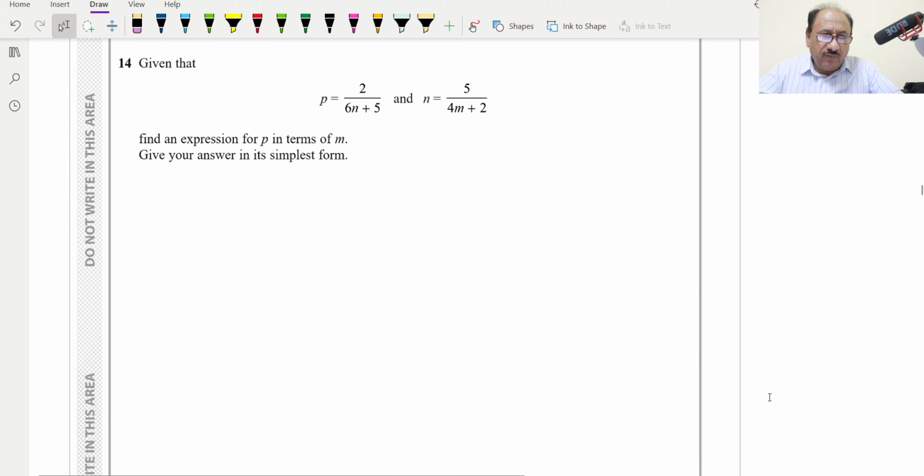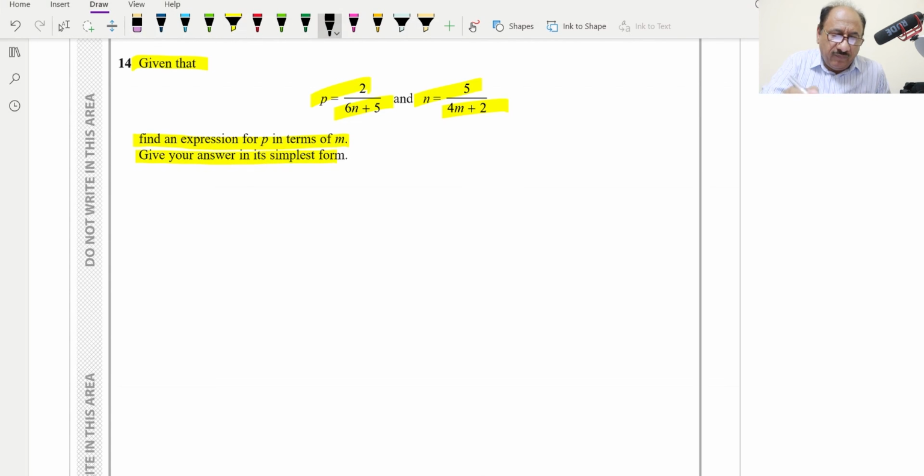Now question number 14. Question number 14 says, given that this is equal to this and find an expression for P in terms of M, give your answer in simplified form.